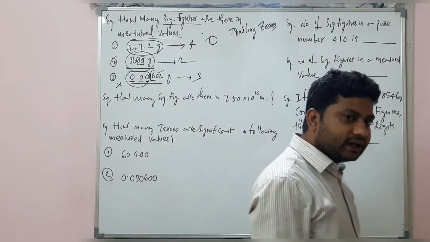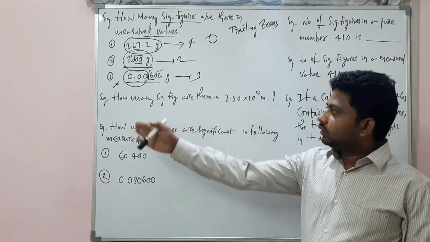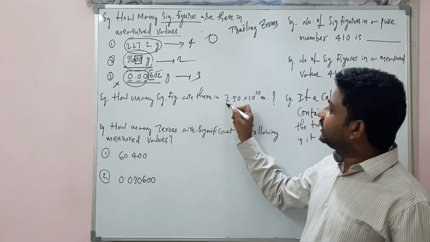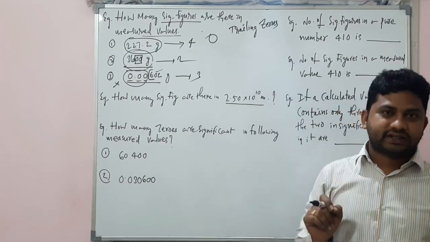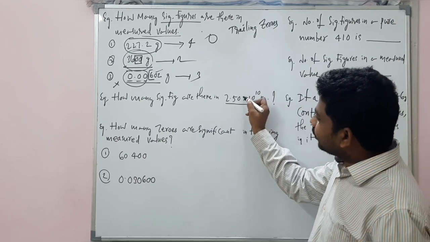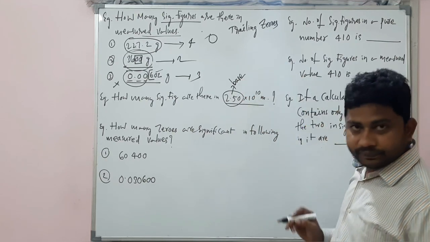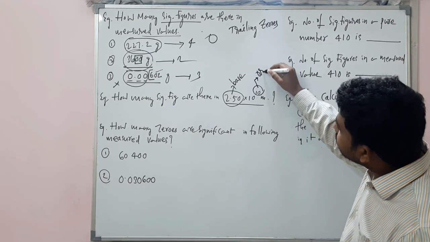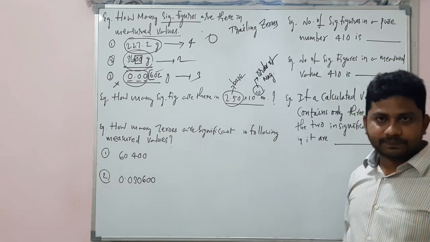Alright, my dear students. Let's have a look at the next question. How many significant figures are there in this measurement? This measurement is in what is called scientific notation. When the measurement is written in scientific notation, you can see this is called the base. What is it called? Base. And this is called the order of magnitude. What is it called? Order of magnitude. We already discussed this in the last class.